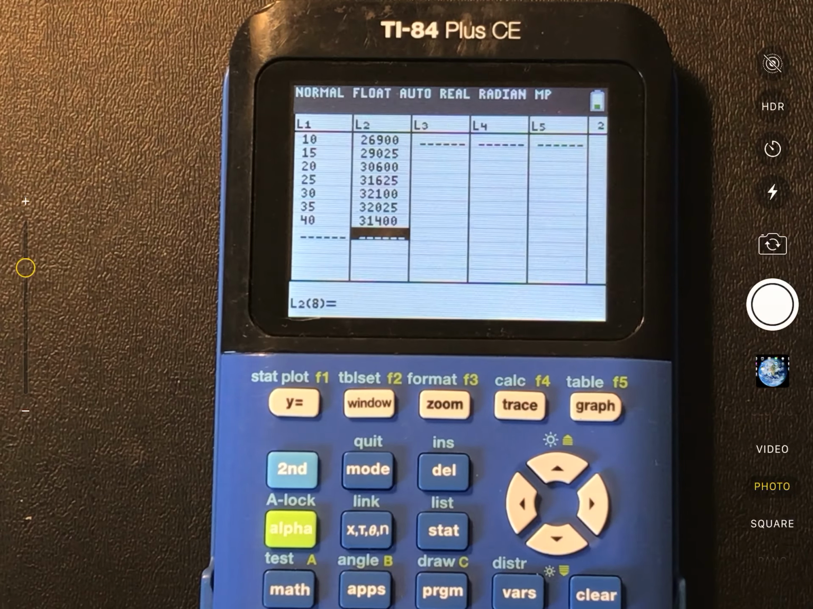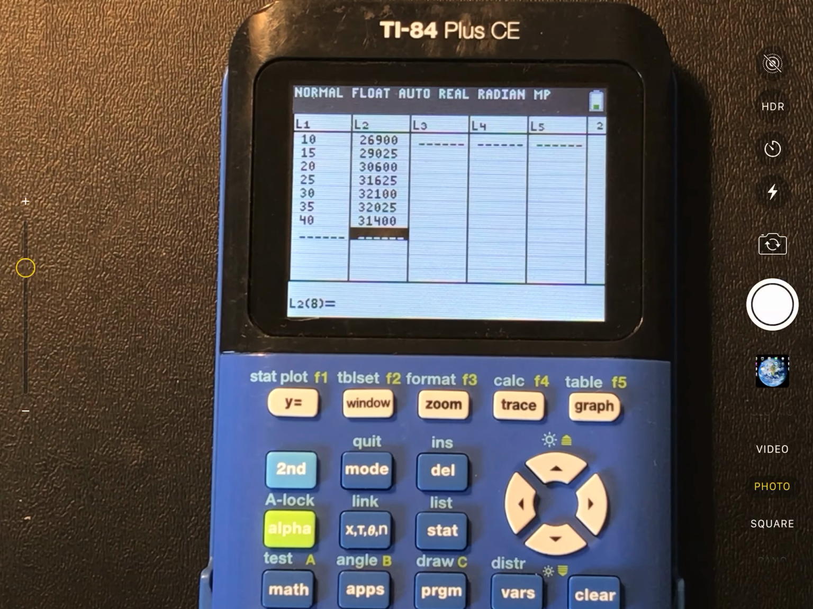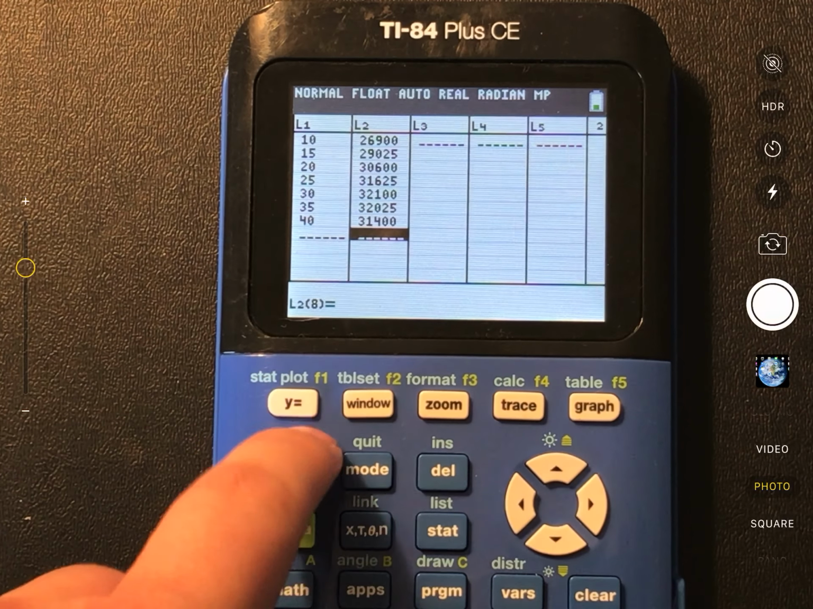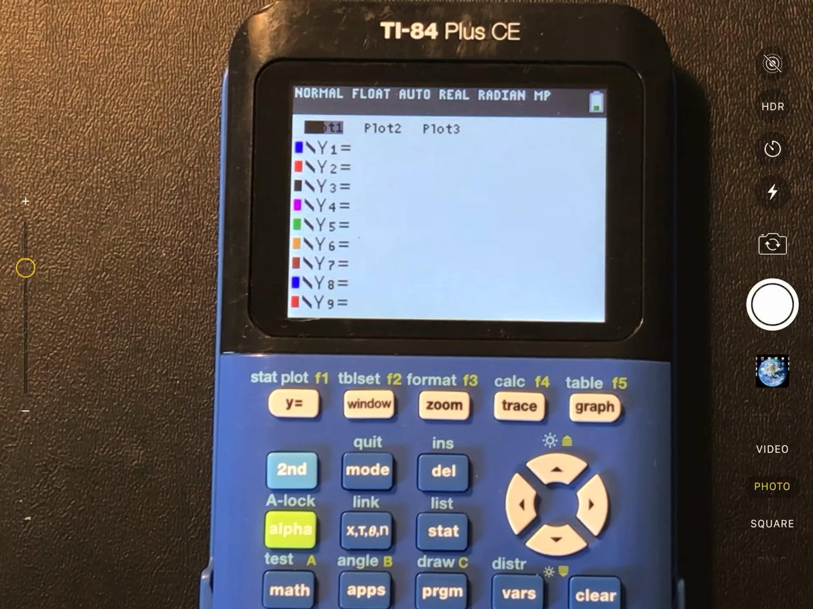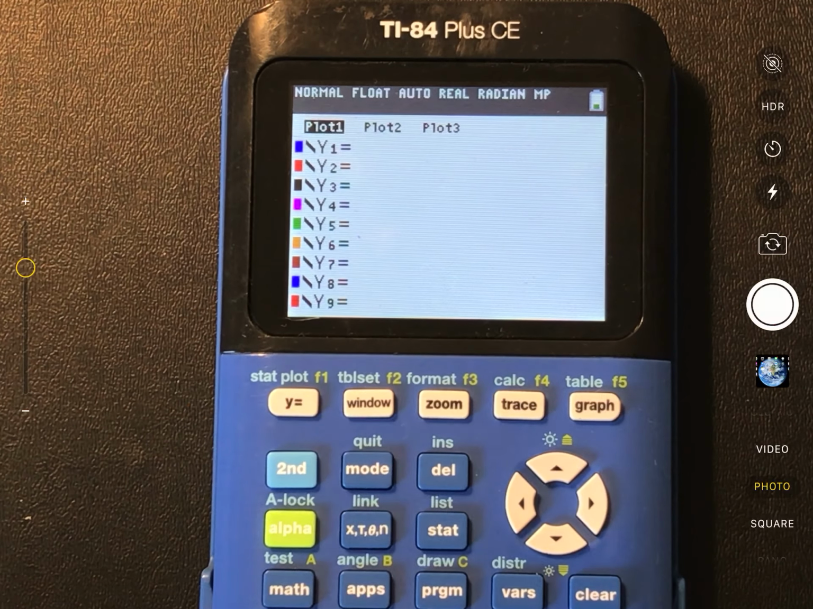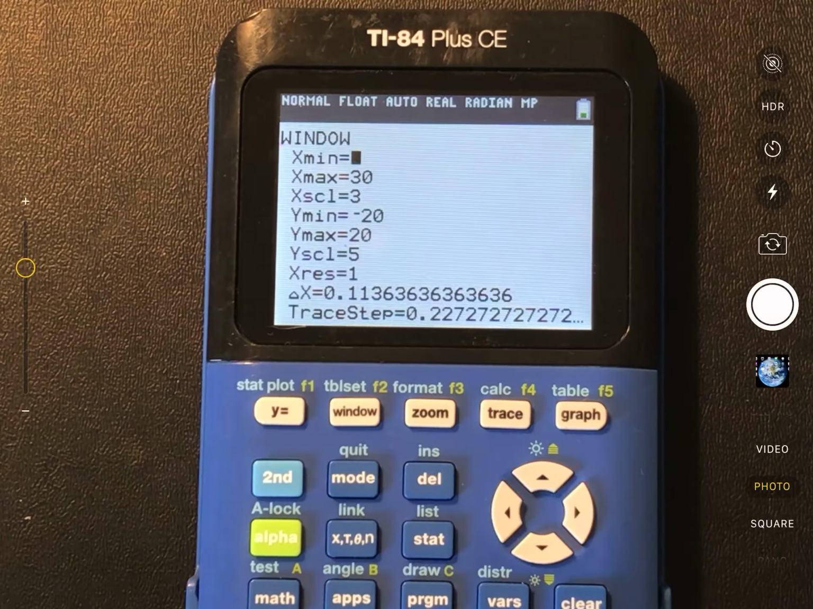All right, so I have them in. Now if I want to look at them, the easiest way to do that is to go to my y equals, delete whatever's in there, arrow up and turn my plot on. But now I'm going to have to adjust my window because I'm not going to see my points.